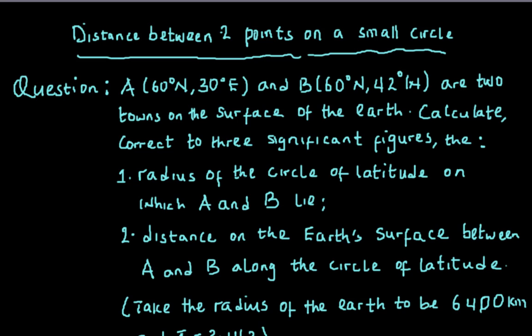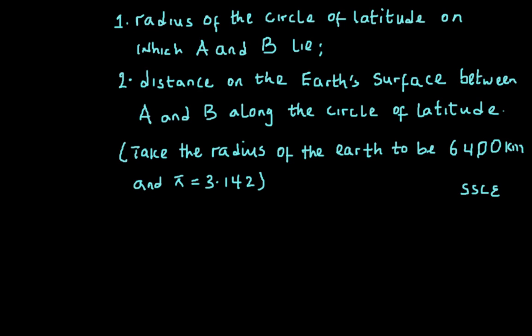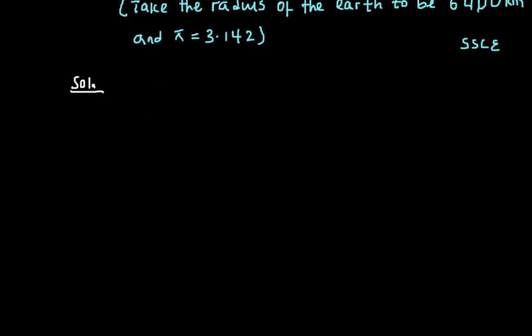It's an SSC question, so it's a bit lengthy, but it's not hard. It's very simple. All right, so we have A 60 degrees north, 30 degrees east, and B 60 degrees north, 42 degrees west are two towns on the surface of the earth. So the first thing to do is to try to represent it on the globe. So we have the globe.